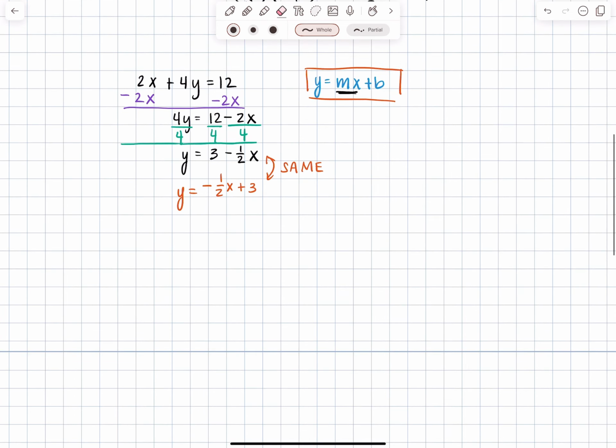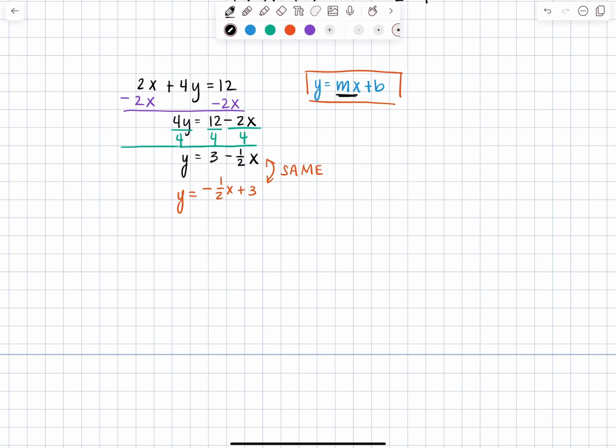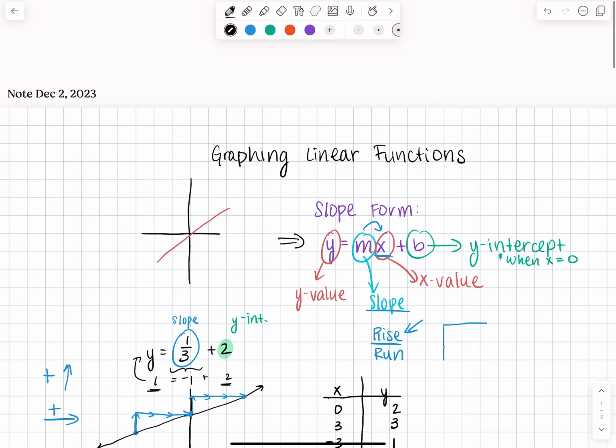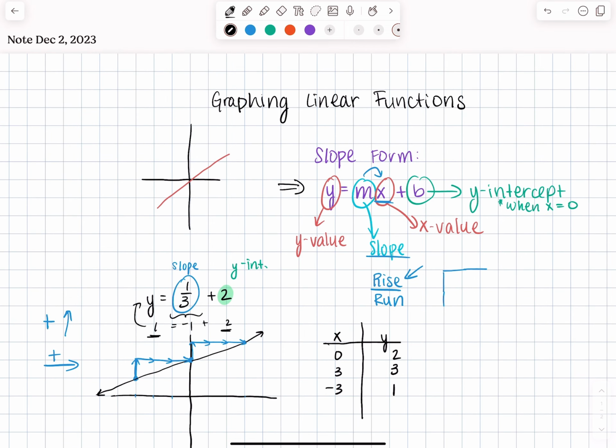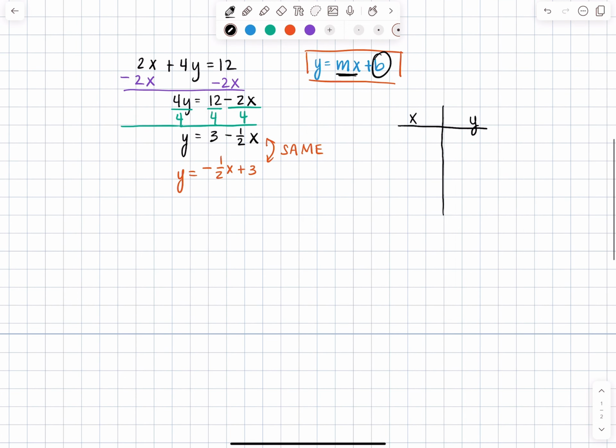Okay, so now that we have that, we can make our x and y table. We're going to start off by finding the y-intercept. Remember, when we were talking about the slope-intercept form, we said the b value was always the y-intercept. So our b value here is 3. So this is our y-intercept, and at the y-intercept, our x value is 0. So 0, 3.